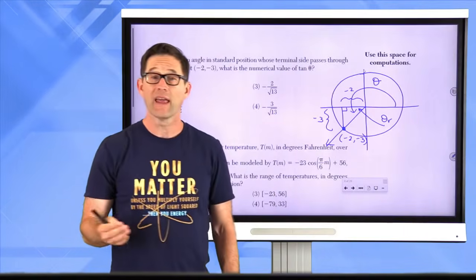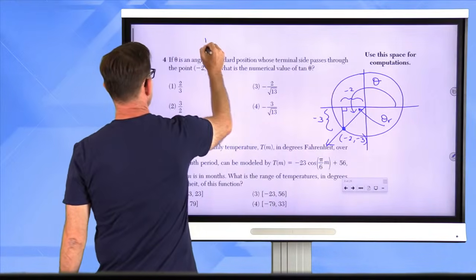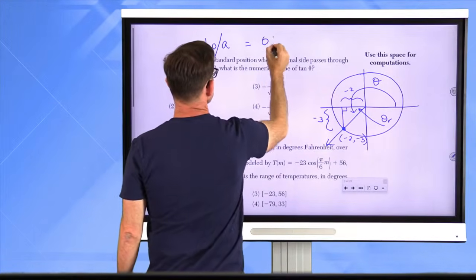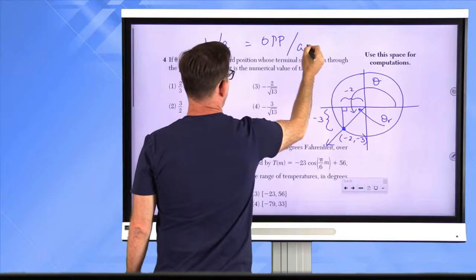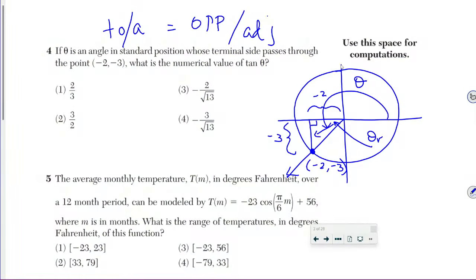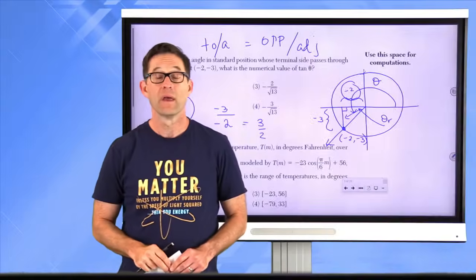Remember that we define tangent really from geometry. TOA: tangent is opposite divided by adjacent. So opposite of that angle is -3. Adjacent to that angle is -2. A negative divided by a negative is a positive. And so the tangent of theta here is +3/2.